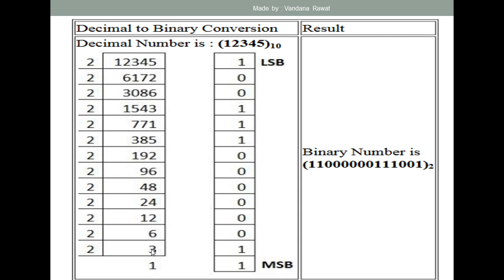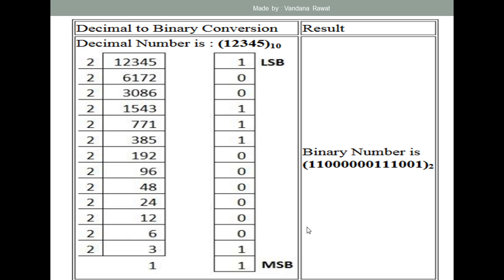Then whenever you divide this 3, 2 1s are 2, means 1 as remainder, so you will write it here. Then in the last step 1 is remaining. So what you do, you just write it in the most significant bit. Okay, so this is your most significant bit, and then after that this is your least significant bit. So whenever you write your answer, you will start from MSB, the most significant bit.